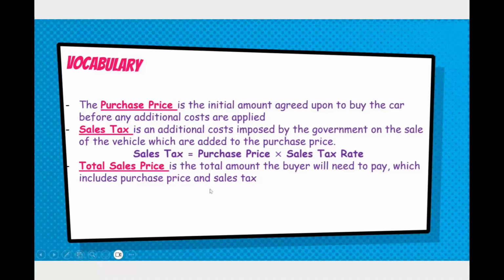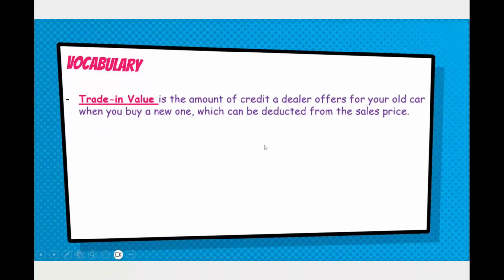Then you have a total sales price, which is the total amount the buyer will need to pay, which includes the purchase price and the sales tax. So we're going to find the sales tax, add that to the purchase price, and this is the total sales price. So the total sales price is purchase price plus the sales tax.